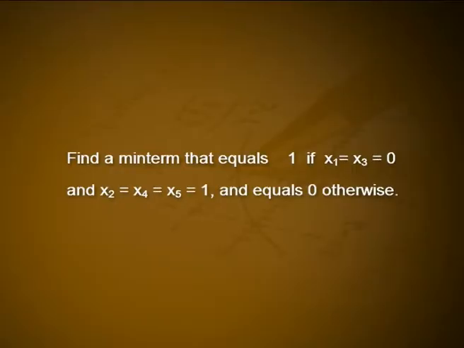Example 11. Find a minterm that equals 1 if x1 equals x3 equals 0 and x2 equals x4 equals x5 equals 1, and equals 0 otherwise. The solution is the minterm x1 bar, x2, x3 bar, x4, x5, which has the correct set of values.